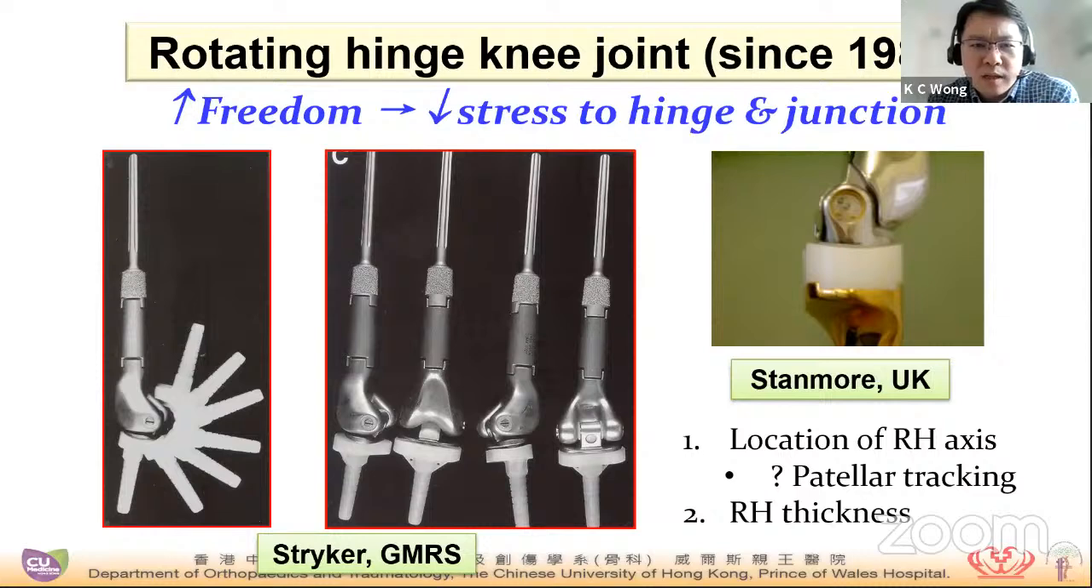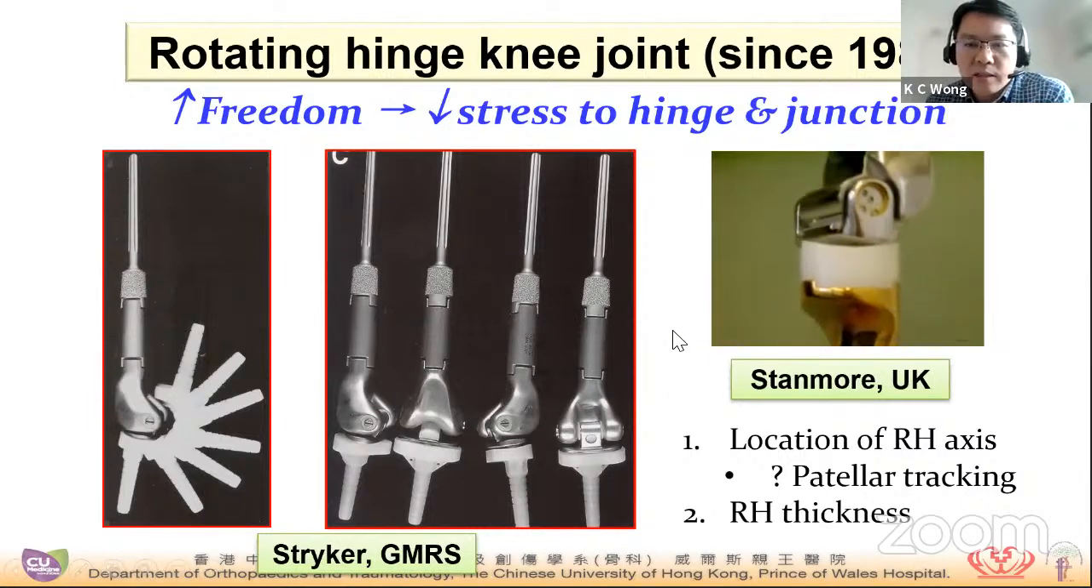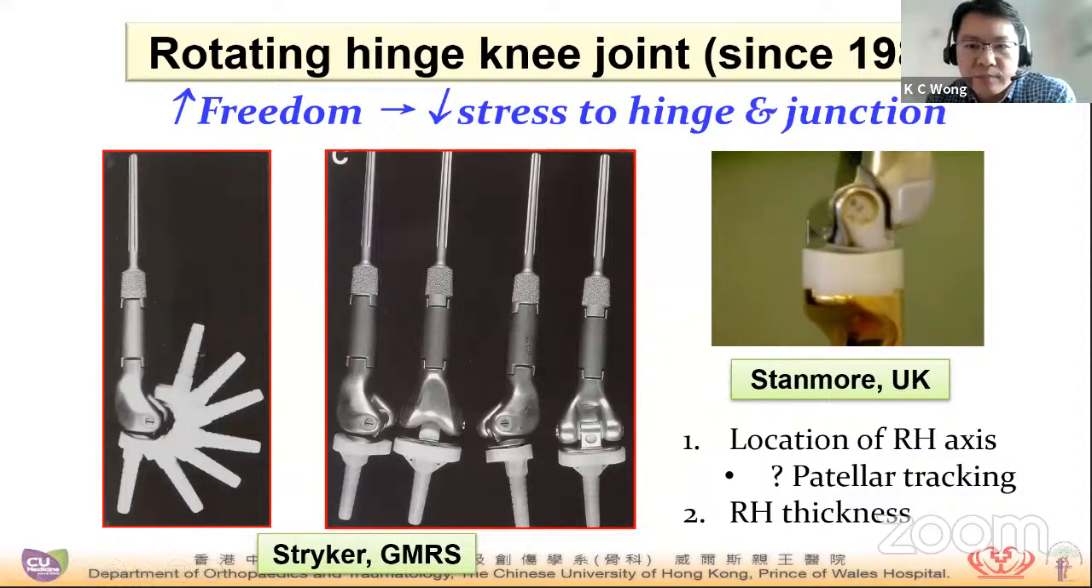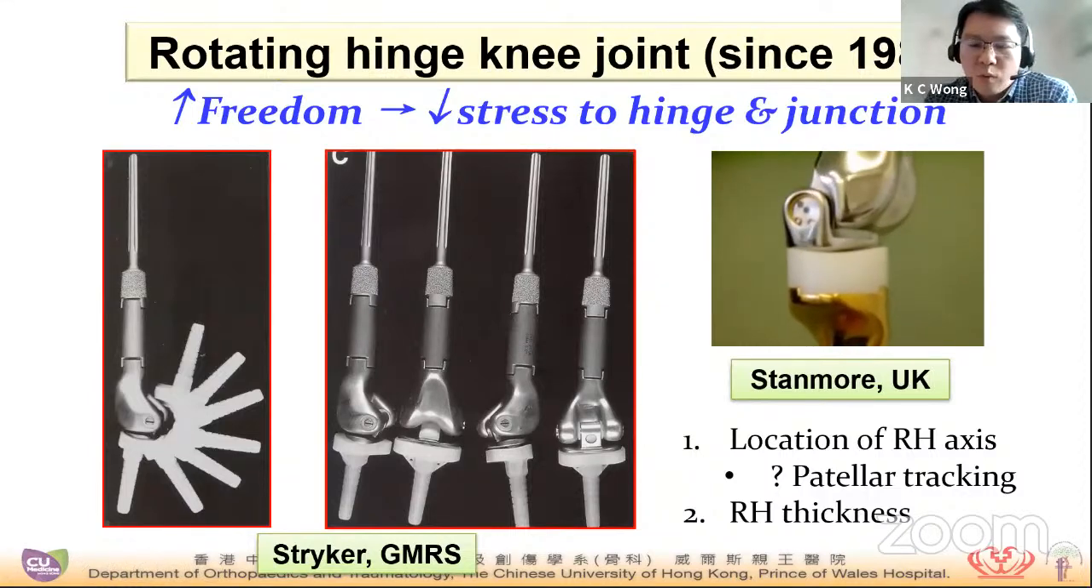Because of the small size of our Asian population, we found that not every modular hinge implant design was good for our bone geometry. At that time, the market was only Stryker or Stemmel. Stryker had a more posteriorly located hinge, and because of our small knee size there was often a patella tracking issue and some pain over the patella, and the flexion range was not as good as the Stemmel one. Stemmel had a more anteriorly located hinge design, so at that time we favored the Stemmel.